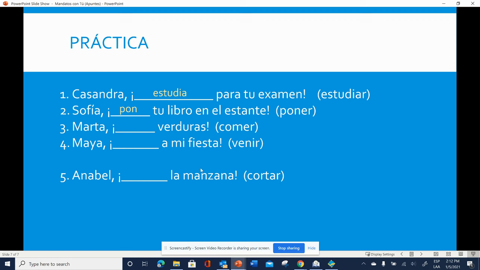We're talking to Marta. We're telling her like eat vegetables. What would it be? Come, right? We use the él, ella form of the verb. So Maya, we're talking to Maya. How would we conjugate this command? We'd say Maya, venir a mi fiesta. Ven a mi fiesta, like come to my party, right? It's an irregular verb. And then Anabel, cortar la manzana, like cut the apple. How would we say cut the apple? Corta la manzana. Muy bien, so that was it for the affirmative tú commands. Hasta luego, chicos.